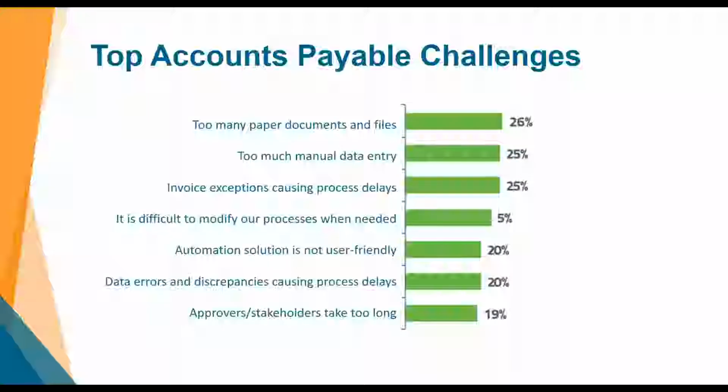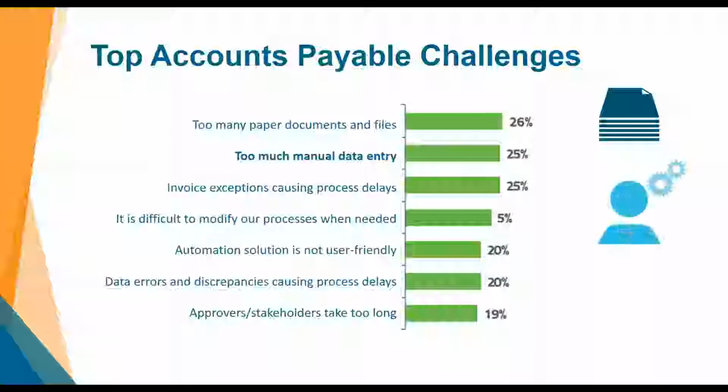So to start, we're going to take a look at what the report found as the top accounts payable challenges. The report found that the top accounts payable challenges include too many paper documents and files, too much manual data entry, and delays. Now, these delays are a result of a number of issues. First and foremost being invoice exceptions and the delays that cause in the process. Another is the errors and the data discrepancies that may come about during this process and delays that those cause, and also the time that approvers might take to approve the documents.